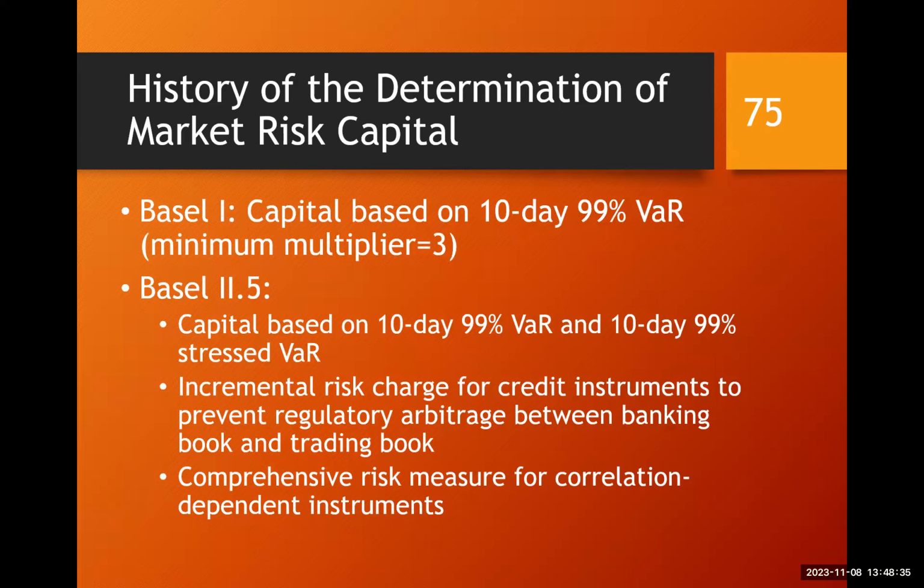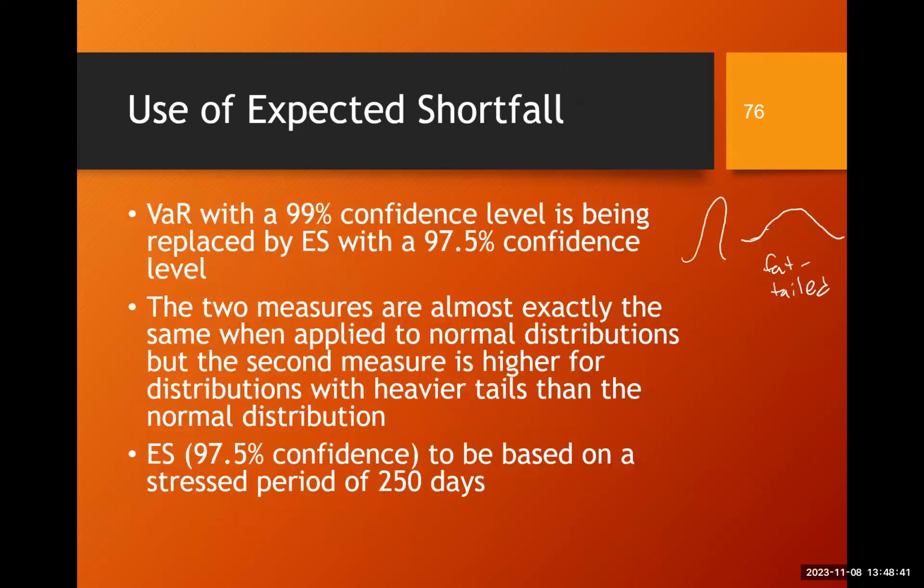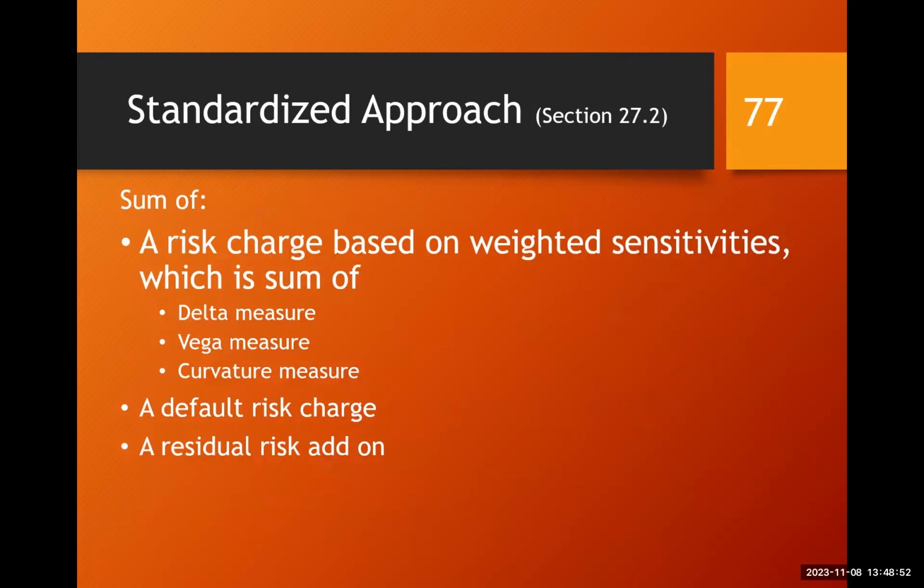Next, we'll talk about the fundamental review of the trading book. So the main idea is that instead of using value at risk, we'll be using expected shortfall at a slightly lower confidence level. And we have 3 components: a weighted risk charge, a default risk charge, and a residual risk add-on.